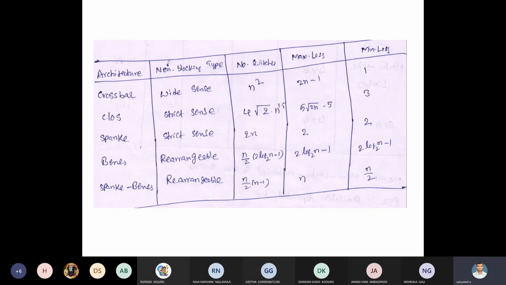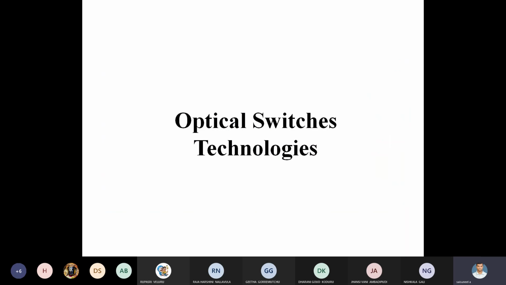This is about the optical switch basic definition. The applications of these optical switches are provisioning, protection, external modulator, and packet switching. These are the 4 applications we discussed, and different types of architectures we discussed. That is crossbar switching, Clos network, Spanke network, Benes network, and Spanke-Benes network. Next, we are going for optical switch technologies.